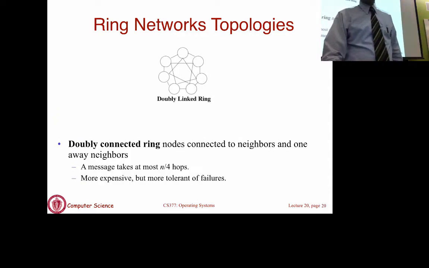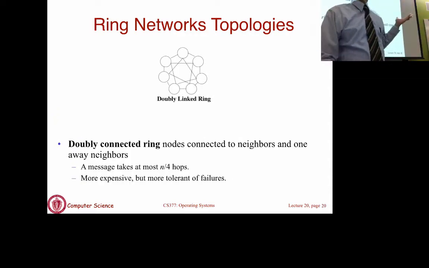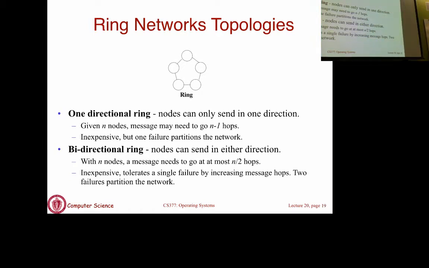Okay, so you can also have a doubly linked ring, because the problem in a ring topology is if some node goes down, your ring is no longer in existence. Yeah, I just switch off my machine and go off. Now the ring is destroyed, because each machine in the ring is sending packets to the next machine. So if I switch off my PC, the whole network is gone.